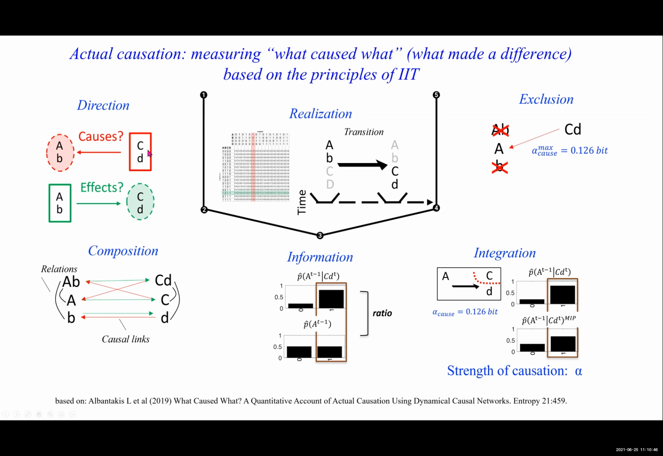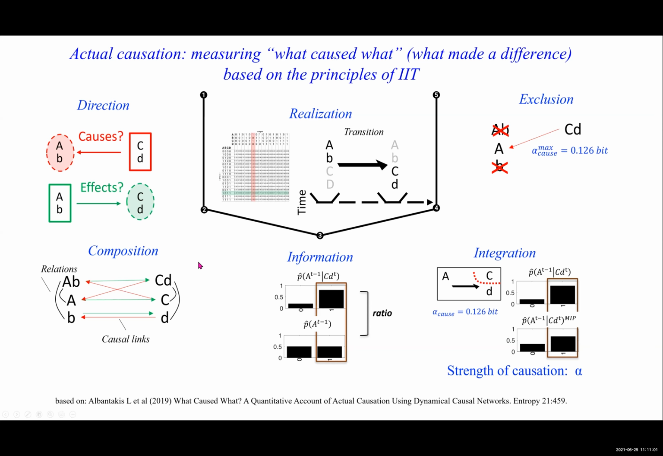You can ask, what are the causes from the occurrence at t zero, the cause at t minus one, and you can ask, what are the effects of t minus one on t zero? And they are not typically the same. So you need to analyze both directions. And you do the analysis compositionally.